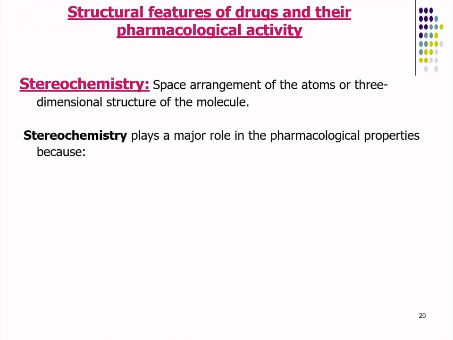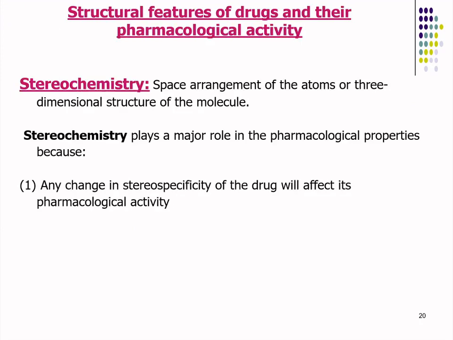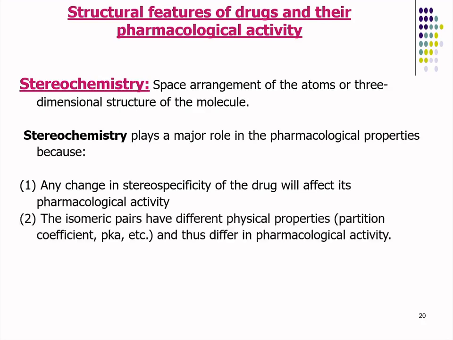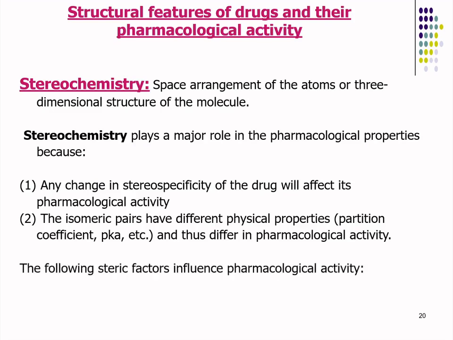Structural features of drugs and their pharmacological activity. The structure, the stereochemistry, plays a very important role in the activity of drugs, because the stereochemistry determines how easily the drug can fit into the receptor. Any change in the stereospecificity of the drugs will affect its pharmacological activity. Isomeric pairs have different physical properties and thus differ in pharmacological activity.